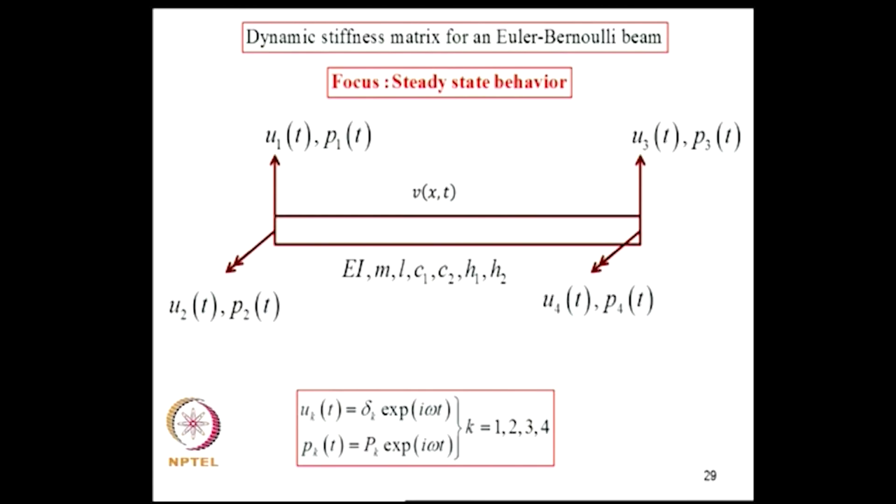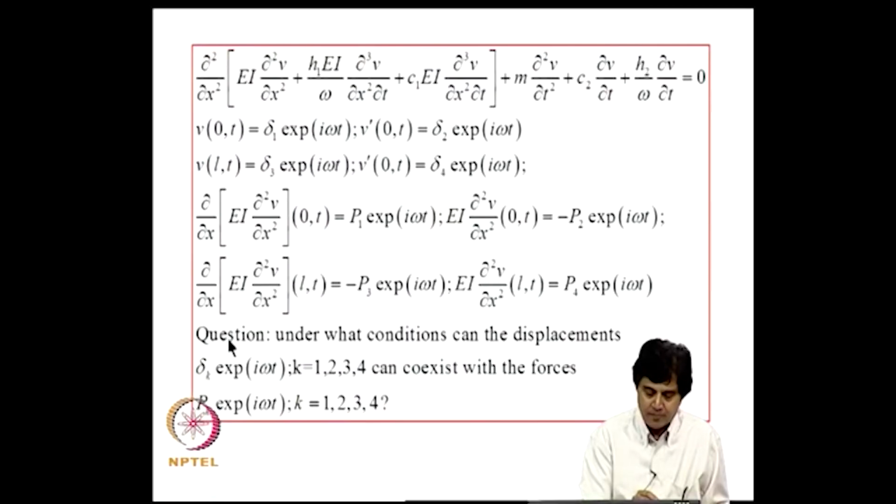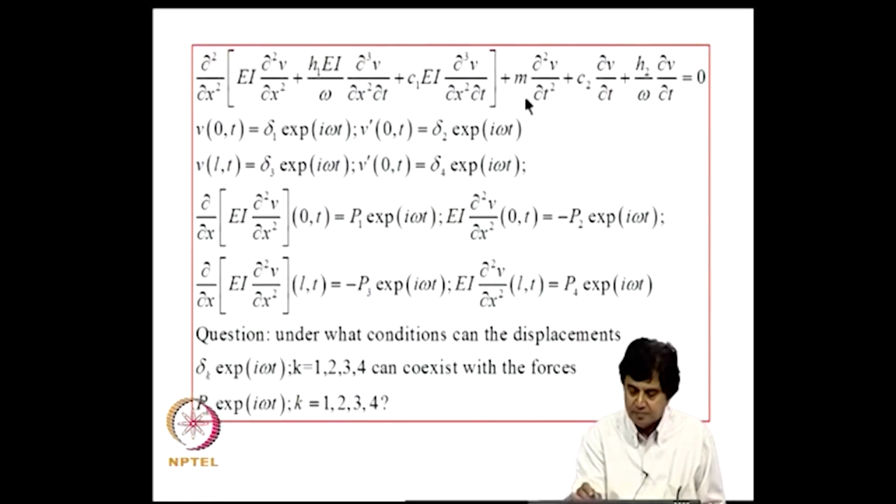Now, I have discussed this for an actually vibrating rod. The same exercise can be done for an Euler-Bernoulli beam. So, for the Euler-Bernoulli beam, again I consider one translation and rotation at each node. There are 2 nodes and these are the model parameters. So, again I assume harmonic displacements and harmonic bending moment and shear force at the ends and ask the question when they can coexist. So, this is a governing equation.